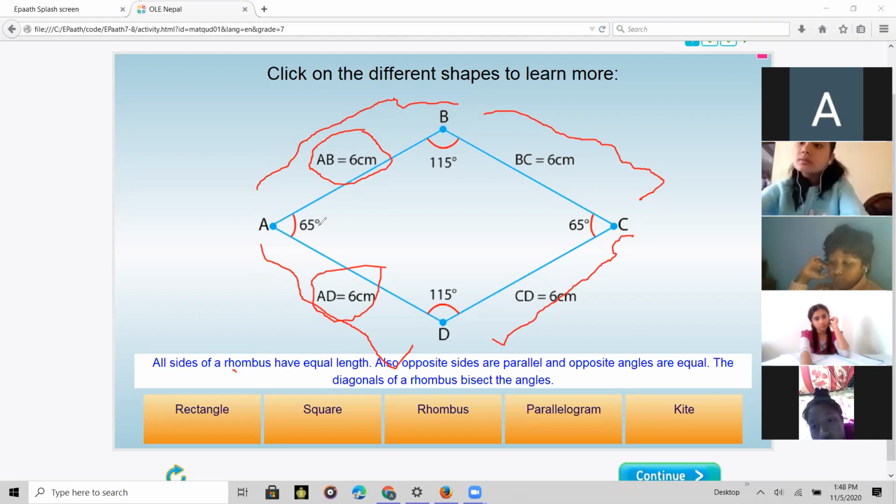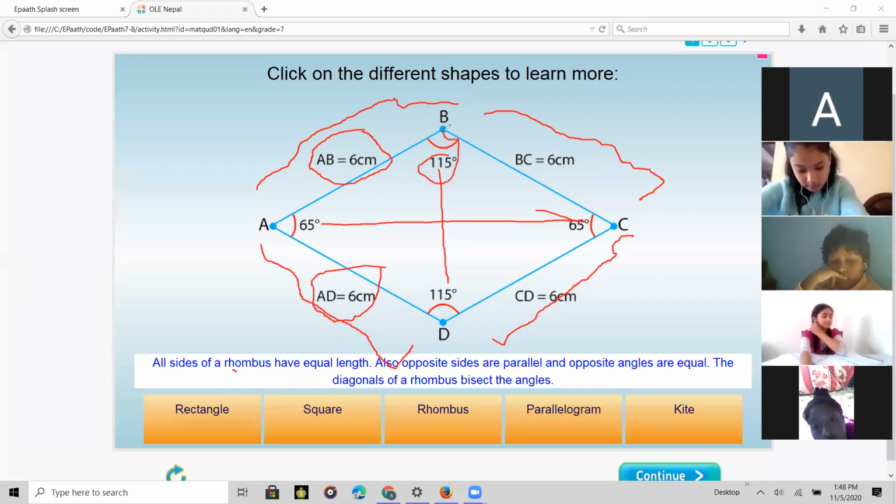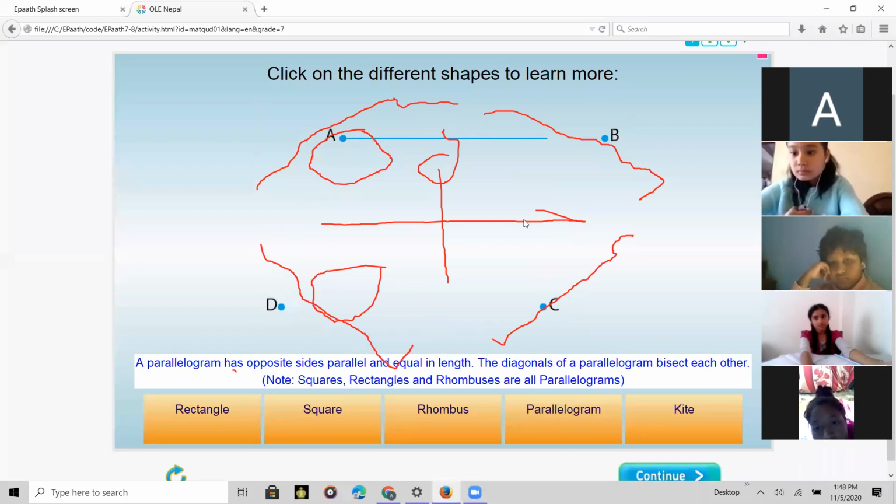And what another property is seen? Opposite angles are also equal. Opposite angles are also equal. Angle B and angle D, these are the opposite angles. They are also equal. And similarly in the parallelogram, we can see the figure of the parallelogram here.